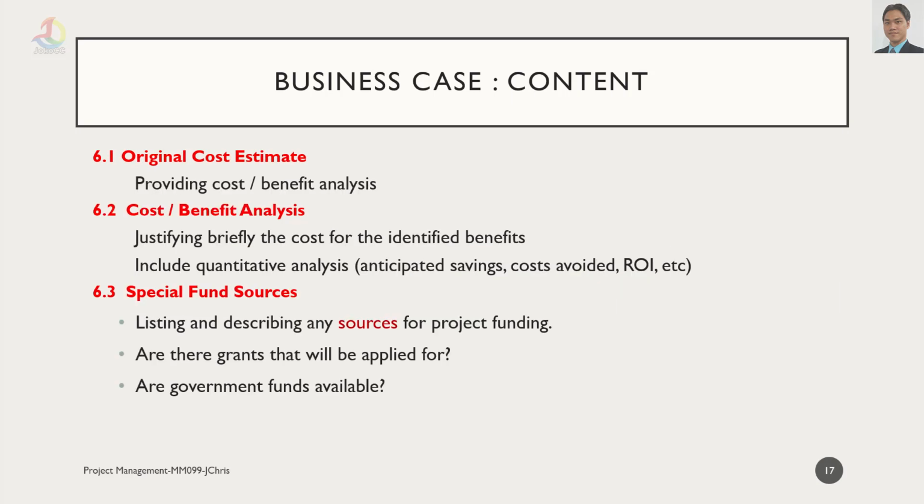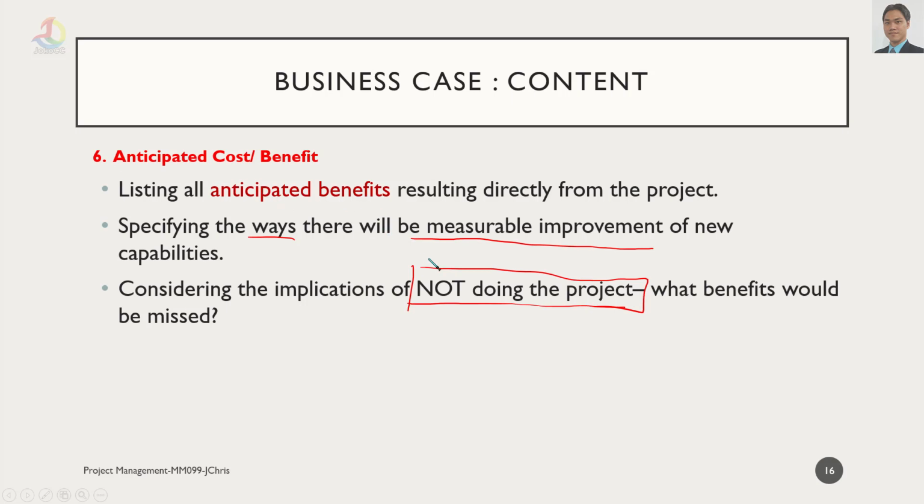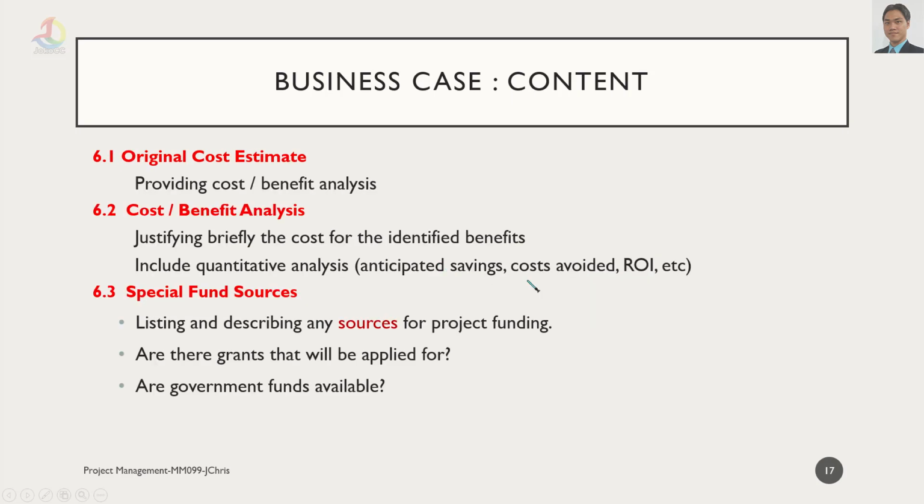Now, we can see this anticipated cost and benefit more deeply by providing a cost and benefit analysis. This cost and benefit analysis is a way for us to justify briefly the cost for the identified benefit. It can be qualitative, but mostly we want a quantitative analysis, which is in numbers, in rupiahs, in dollars, in time, such as anticipated savings, cost avoided, return on investment, and etc.